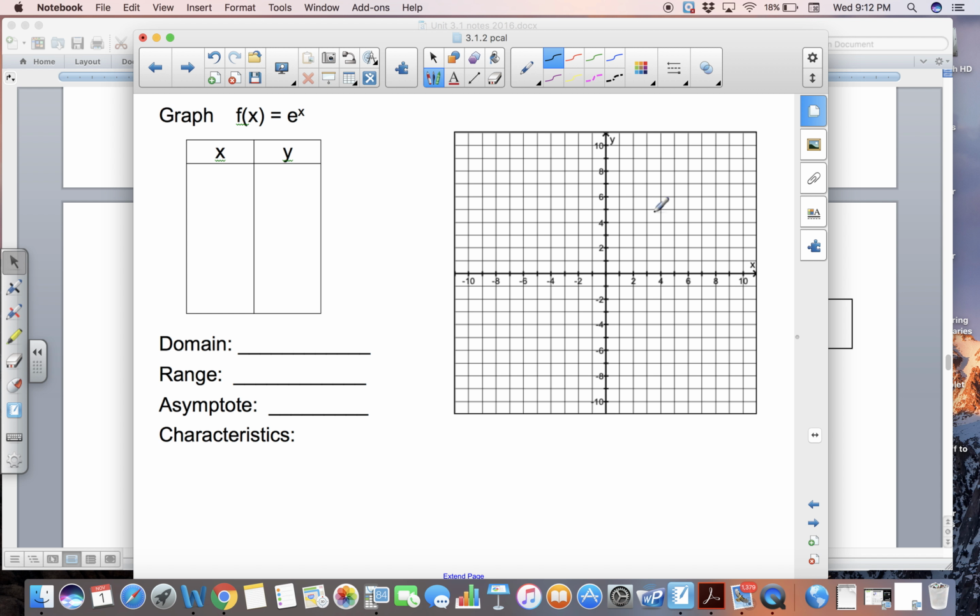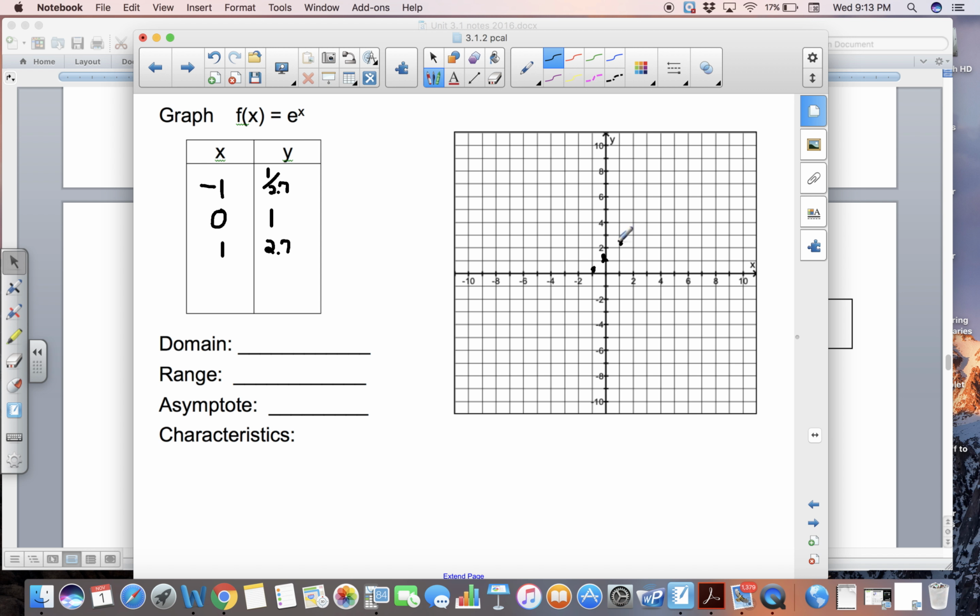All right, so e to the x, it's exponential growth because this number is bigger than 1. So I'm just going to do a few numbers, -1, 0, 1. E to the -1 is 1 over 2.718. So that's about a third, roughly. You're not going to be able to graph this very well. E to the 0, well, e to anything to the 0 is 1. 2.7 to the 0 is 1. And e to the 1 is 2.718.